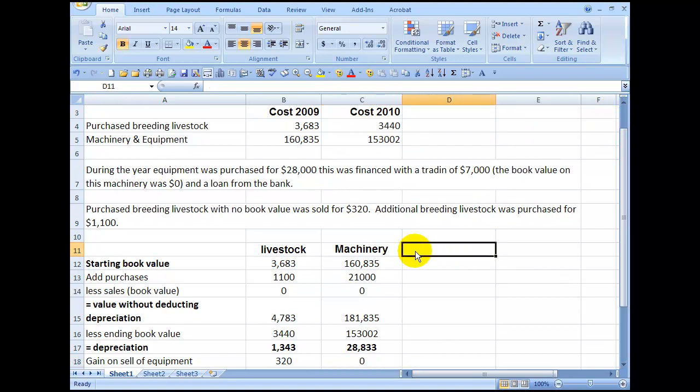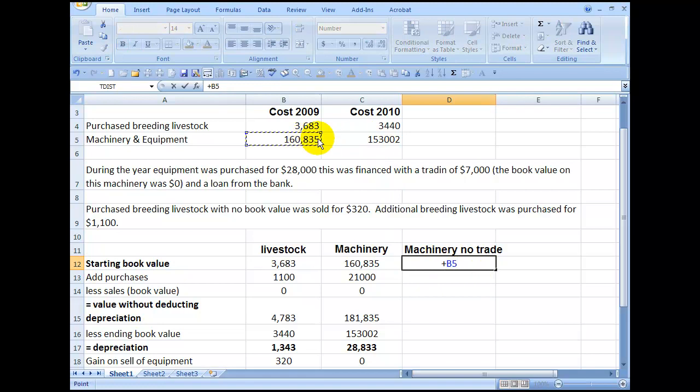Let's do the machinery again, but show you the difference in what it's going to look like without a trade. So this is machinery with no trade. Our beginning amount is still the $160,000.